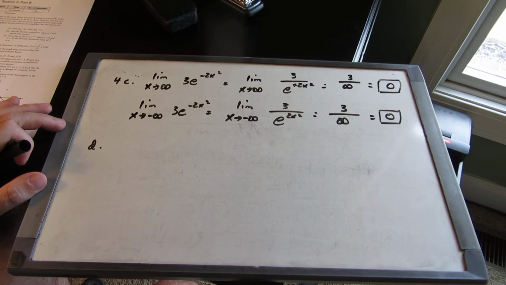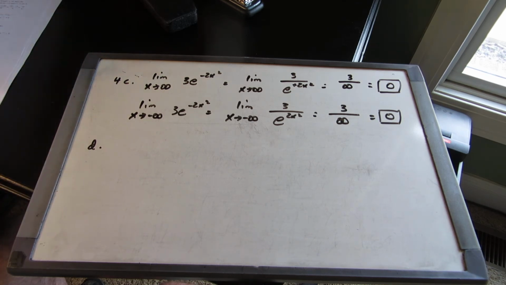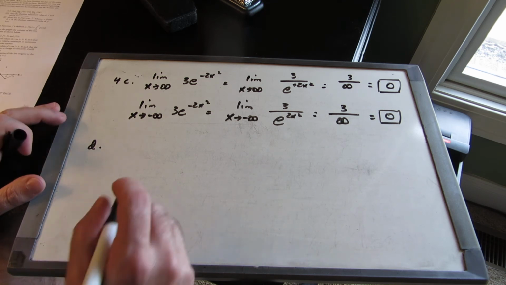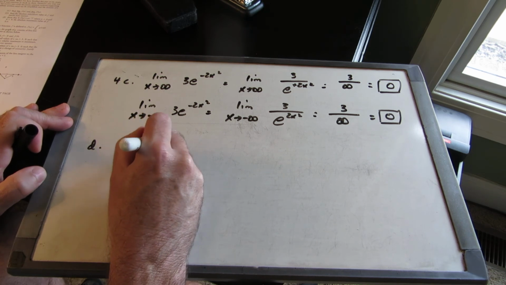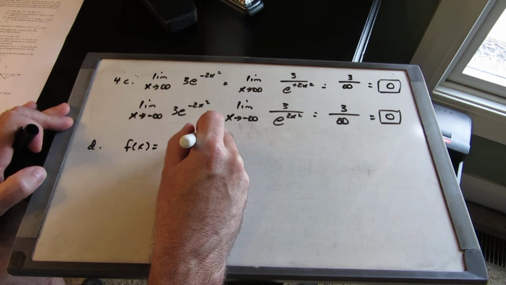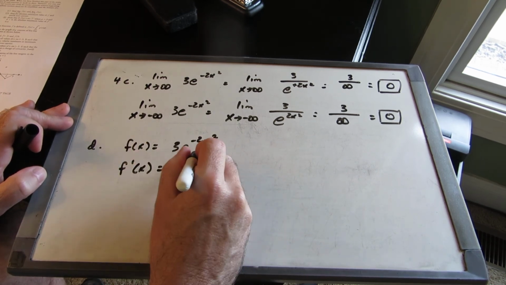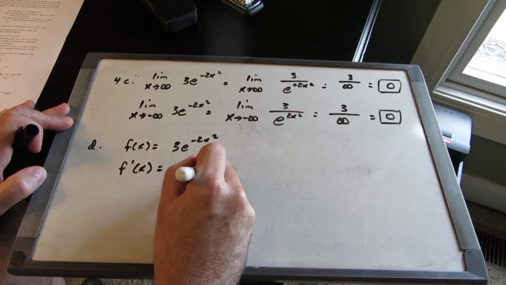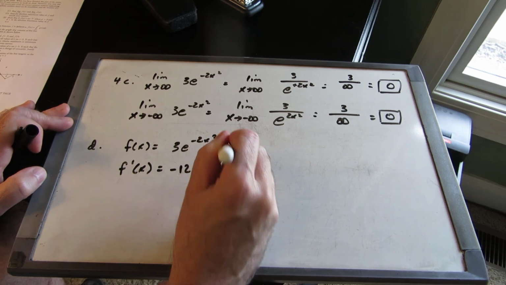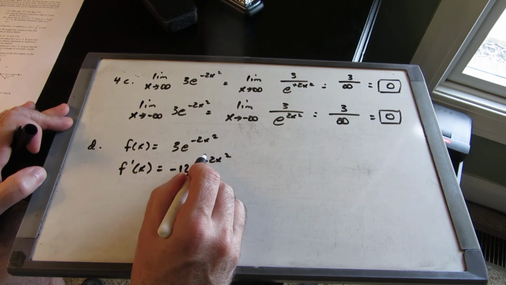And part D, find the absolute maximum value of f. All right, well, in order to get a maximum, we're going to have to go back to the derivative. So we found the derivative. If f of x is equal to 3e to the minus 2x squared, f prime of x is equal to, let's see, it was minus 12e to the minus 2x squared. Okay, so it would be e to the minus 2x squared times negative 4x times 3.